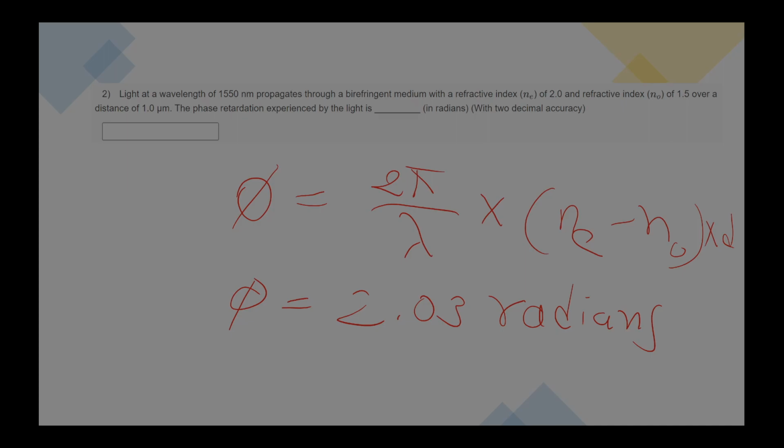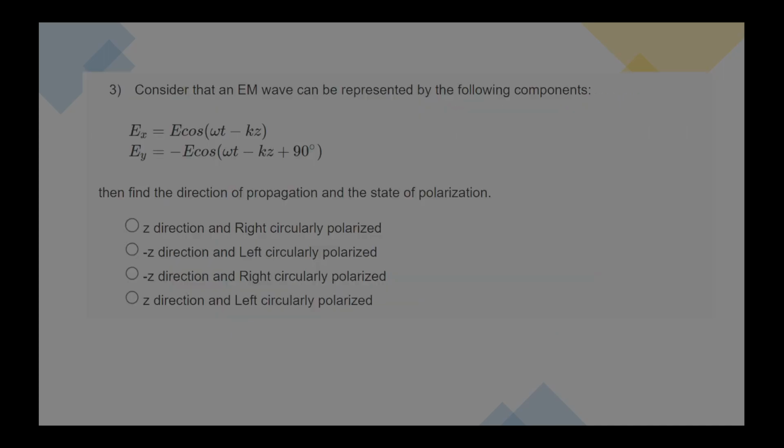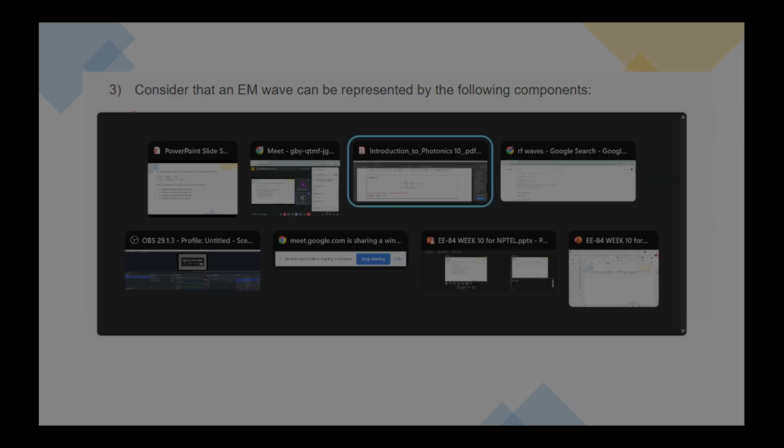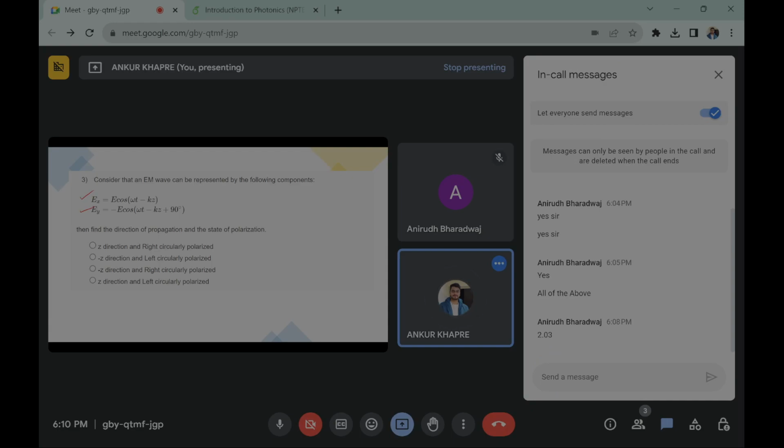Okay, now next question. Question 3 is: consider that an electromagnetic wave can be represented by the following components. These two components are there. Ex is equal to E cos(omega t minus kz), and Ey is equal to minus E cos(omega t minus kz plus 90 degrees). Then find the direction of propagation and the state of polarization. Can you tell me once, Anirudh? Question number 3.